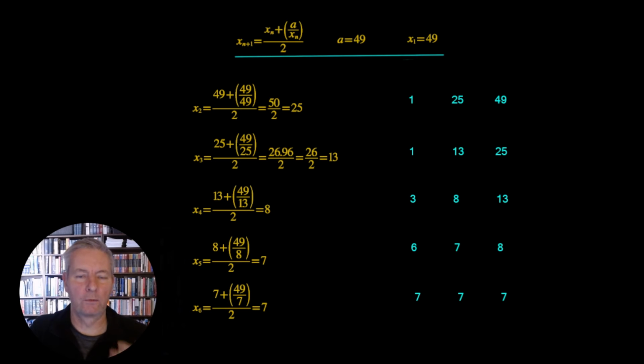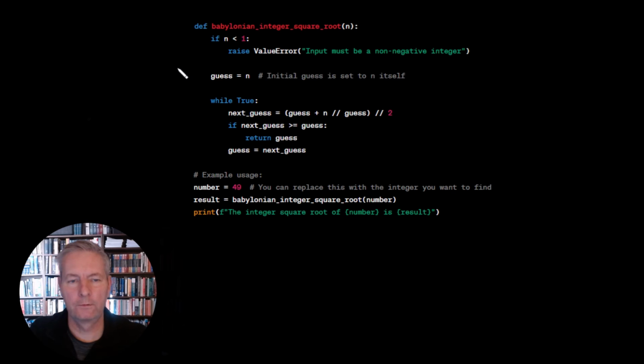So now we know how this works. Let's go ahead and we'll see it actually working in Python. So here is the algorithm written in Python. We're going to have a little function here, and we simply have the input value n. So n is the number we want to work out the square root of, for example 49.